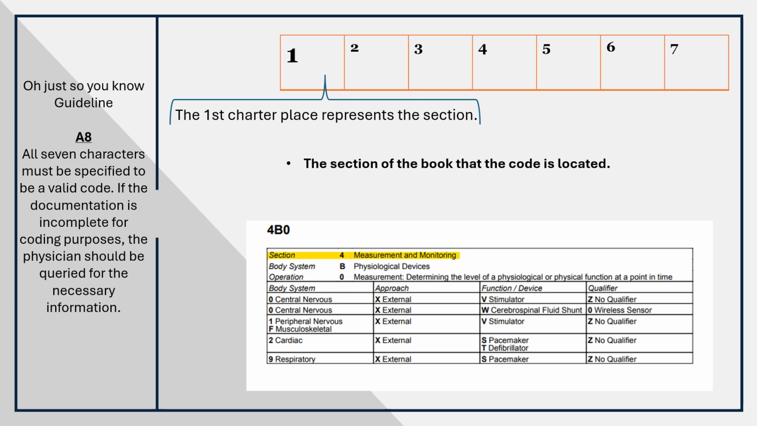Oh, and just so you know, guideline A8 states all 7 characters must be specified to be a valid code. If the documentation is incomplete for coding purposes, the physician should be queried for the necessary information.